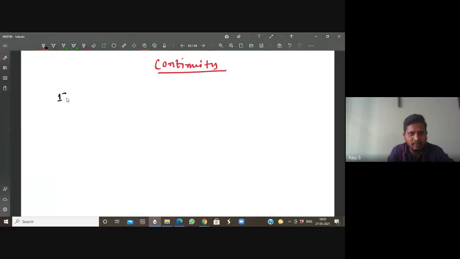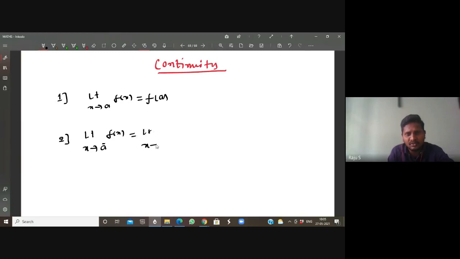So first one is that limit x tends to a, f of x is equal to f of a. Then this is one formula, and the second formula is limit x tends to a minus f of x, minus means left hand continuity, limit x tends to a plus f of x, so this is equal to f of a. Okay, these two formulas are there.